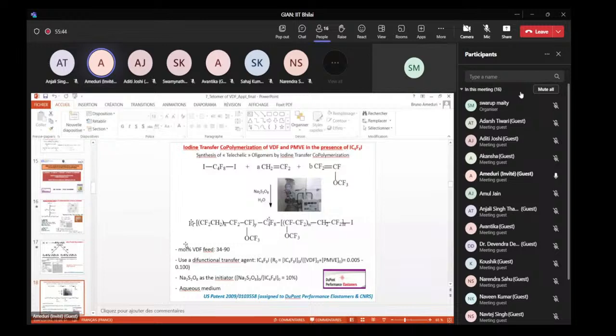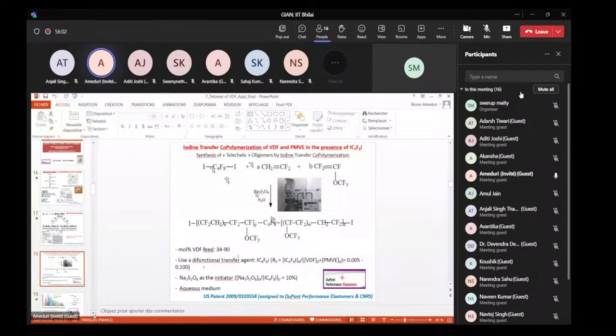So we changed the different molar ratio between VDF and PMVE, and also the content of initiator, in order to have a living system. And we used this persulfate as a water-soluble initiator, and of course the process was in aqueous medium.